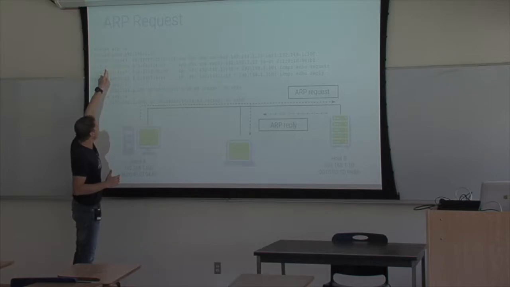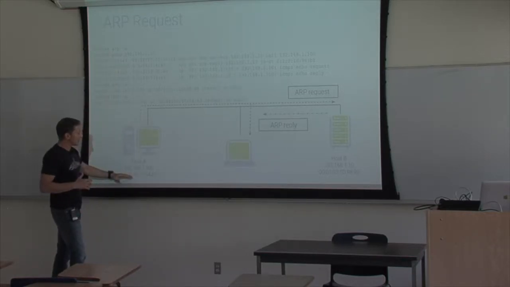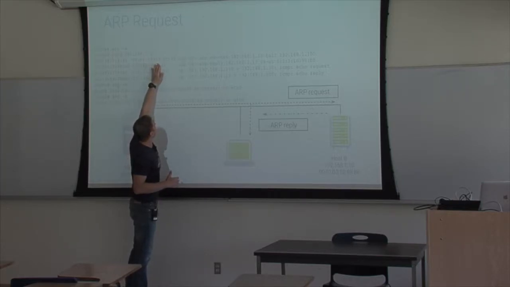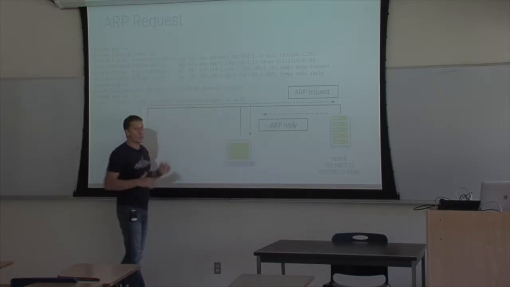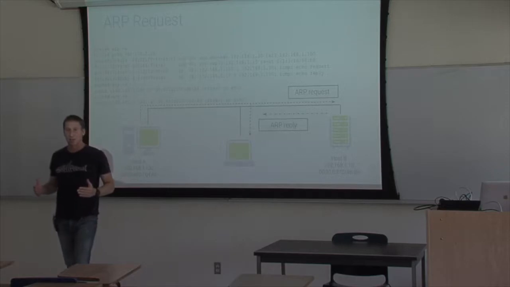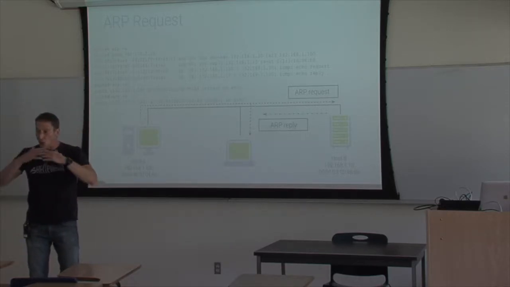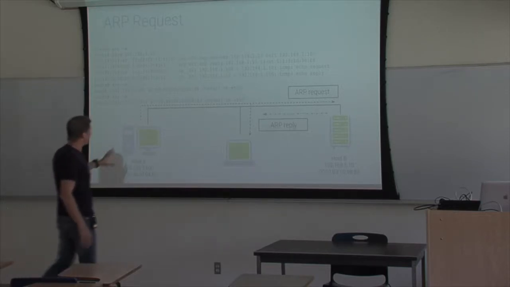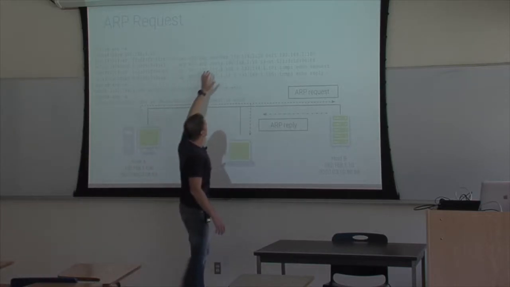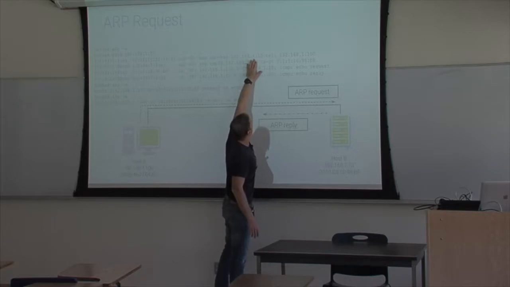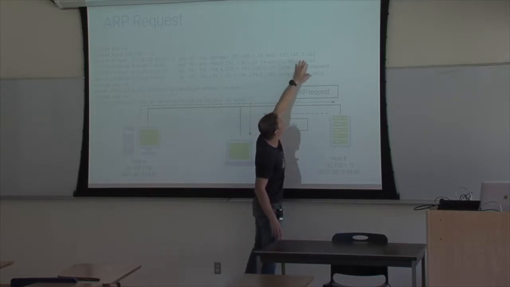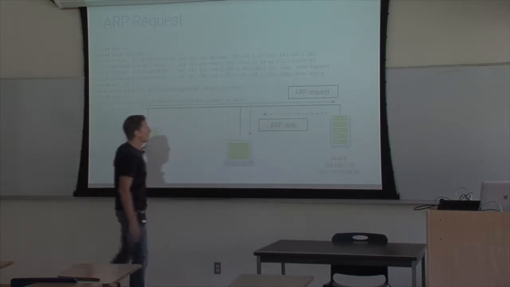The first is from this Ethernet address to FF, which means local broadcast. So this is a way to broadcast a message to everybody on the same Ethernet link. And this is from this guy saying, hey, who has the address of 110, the guy we want to talk to, please tell 1100, which is the requester.